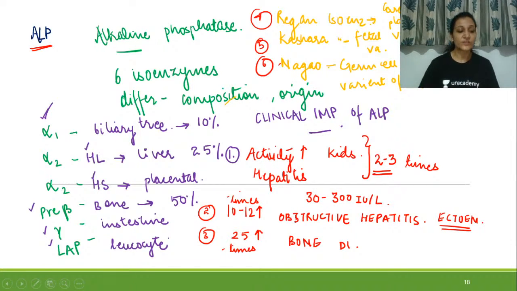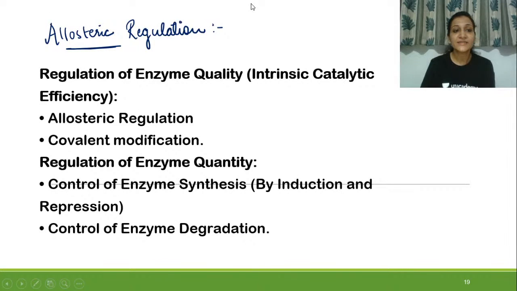So alkaline phosphatase is also one of the very important isoenzymes from an exam point of view. Various questions are being asked on this also. So just keep in mind all the things that we have discussed about LDH, CK and ALP. Fine. Let's move further to the next part of today's class, that is allosteric regulation.